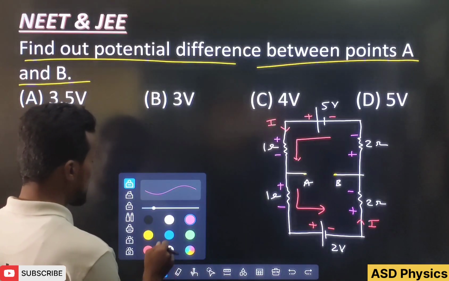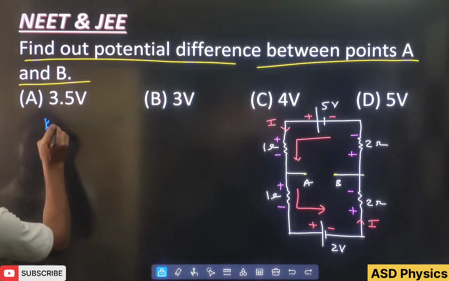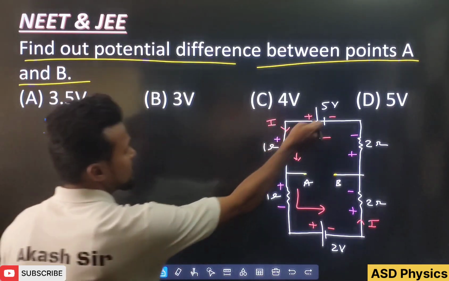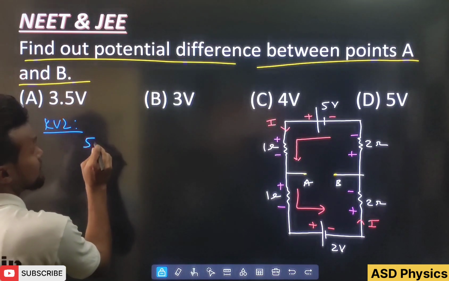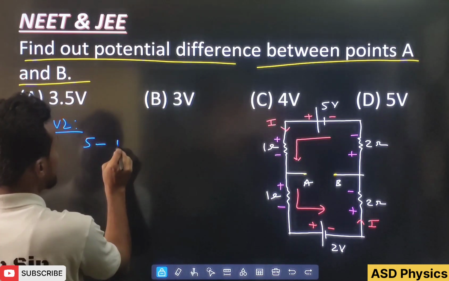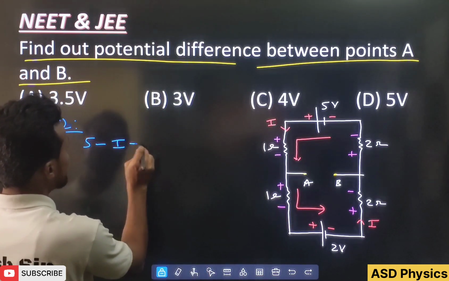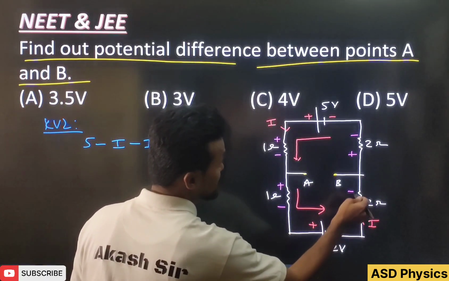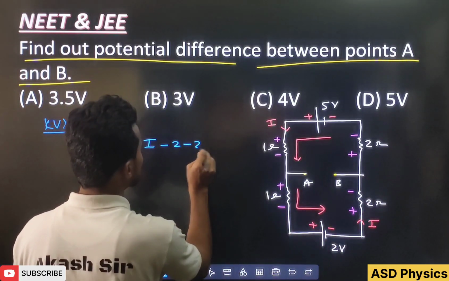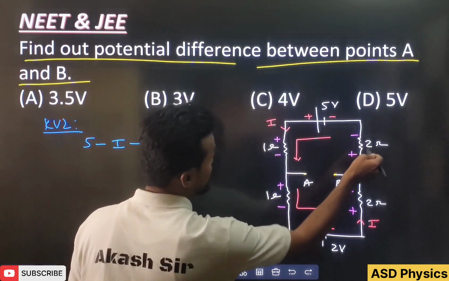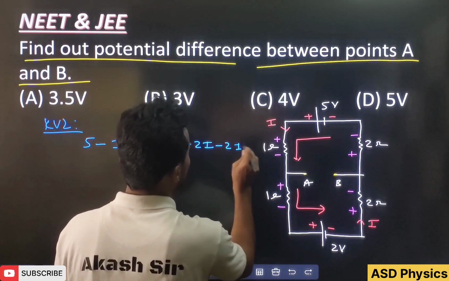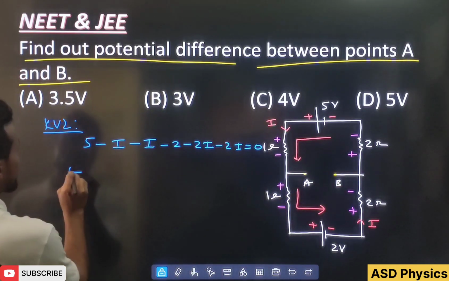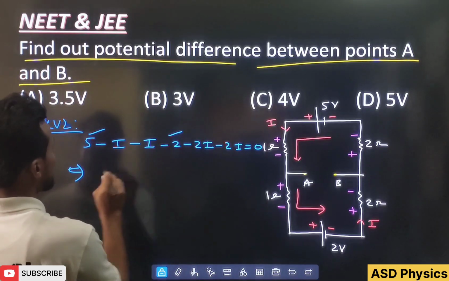Now again we'll use the KVL. Students, if we use the KVL, let's start with the 5 volt battery. Second sign: 5 minus 1 into I, again 1 into I, second sign minus 2. Now minus 2 into I, minus 2I. Ohm's law we are using. Here also minus 2, current I. So minus 2I is equal to how much here? 0. So students, you can write here 5 and minus 2, how much here?